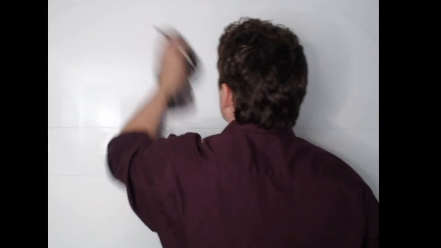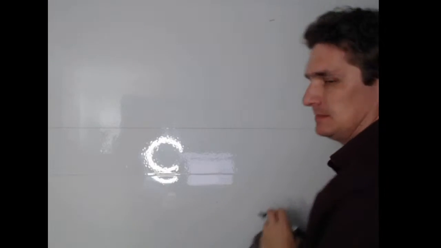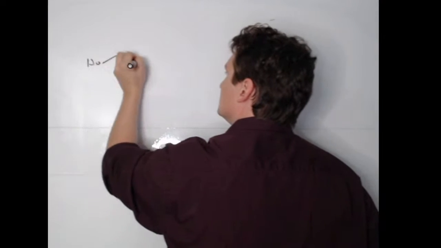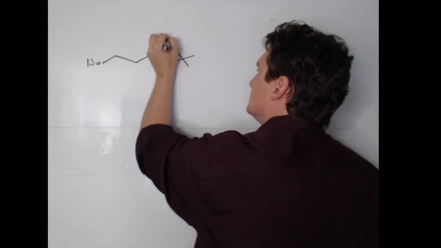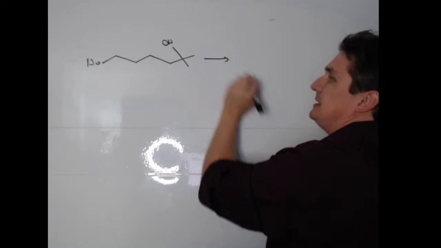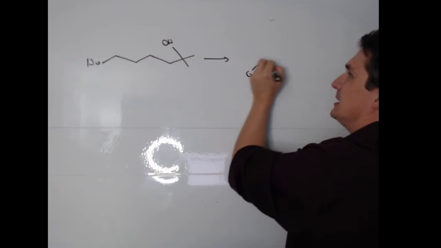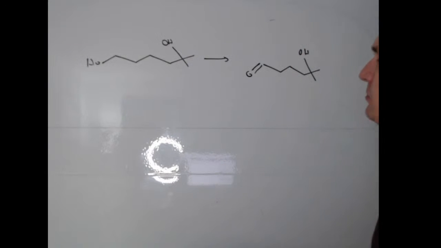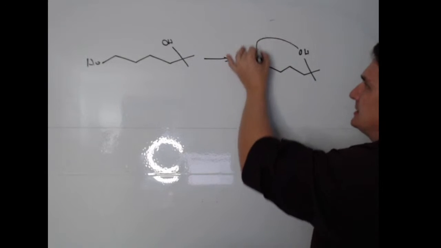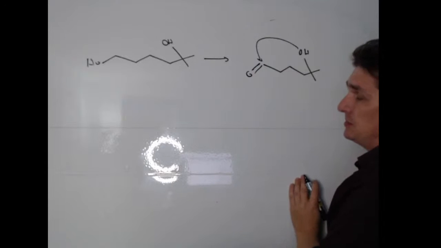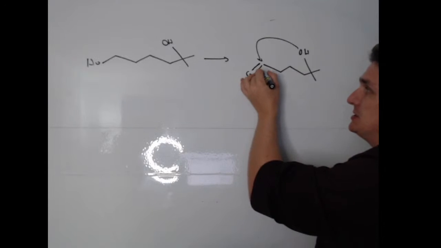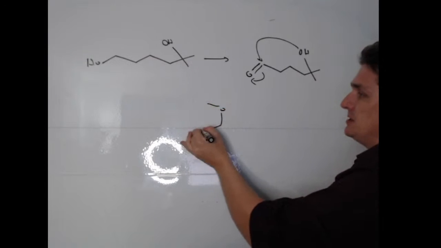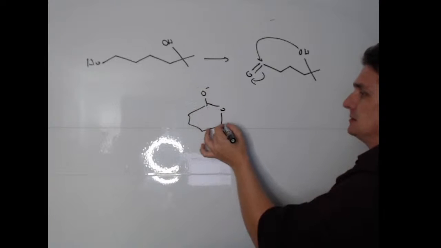Okay, so for the next one. What will happen here, the PDC or PCC will actually give you an aldehyde. And then what will happen is that this aldehyde will attack, particularly under dry conditions and high temperature conditions. The alcohol will attack this aldehyde. The driving force here is the formation of the 6-membered ring.